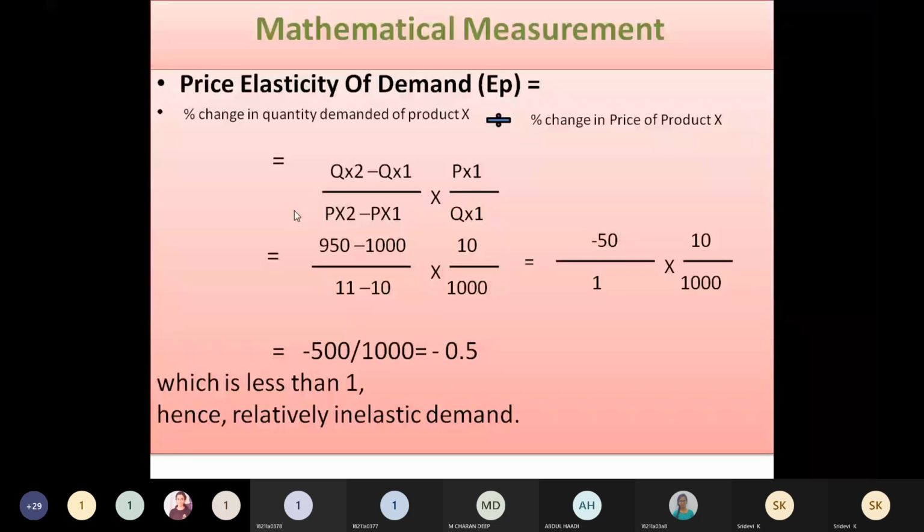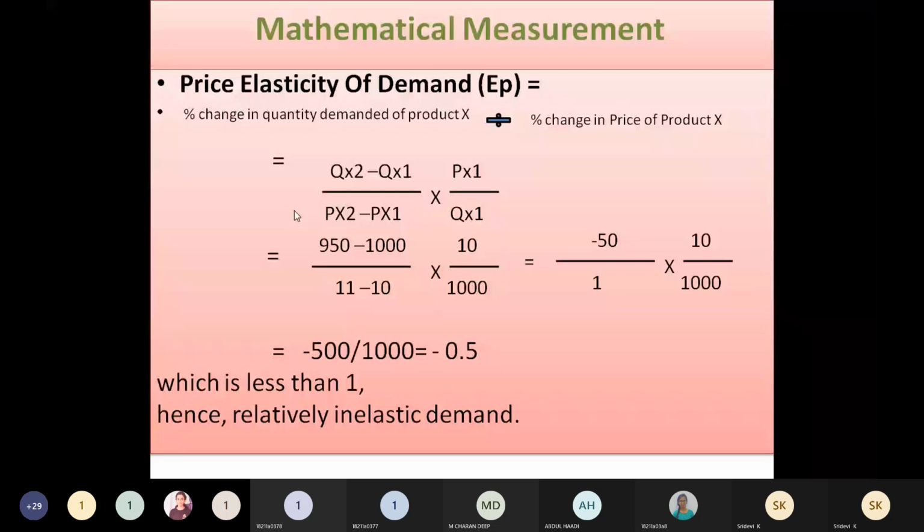If the result is 1, then that indicates unitary elastic demand. And if you get zero value, that indicates it is perfectly inelastic demand. Zero is the perfectly inelastic demand.